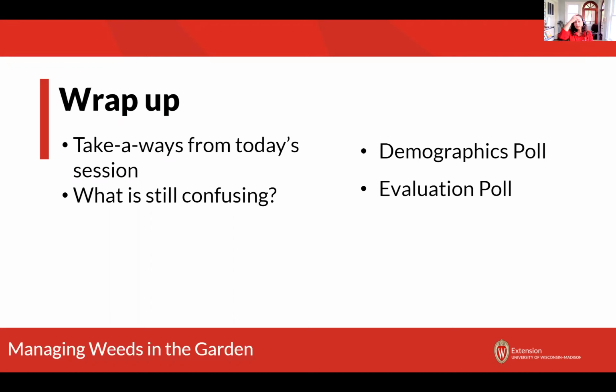Creeping Charlie. So with Creeping Charlie, pulling it is not really going to be helpful. Culturally, what you could do: Creeping Charlie likes moist, shady conditions, so if you could do anything to open up the sunlight, get a little more sunlight in the area, that would be helpful.